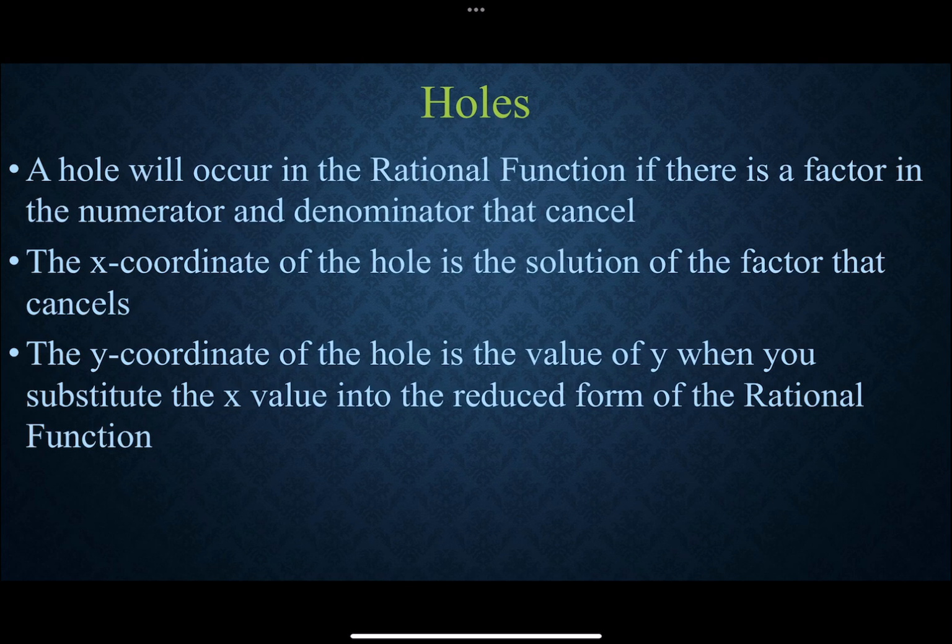And not all rational functions have a hole, but this just simply occurs when the numerator and denominator are both going to cancel out in some way. The x-coordinate of the hole is the solution of that factor, and then the y-coordinate is when we substitute that x value back into the reduced form of the rational function, what we get left over. Again, it has to be the reduced form though. If we try substituting back into the original rational function, you're going to get a value of 0 divided by 0. And that's not ideal, so we're not going to want that scenario.